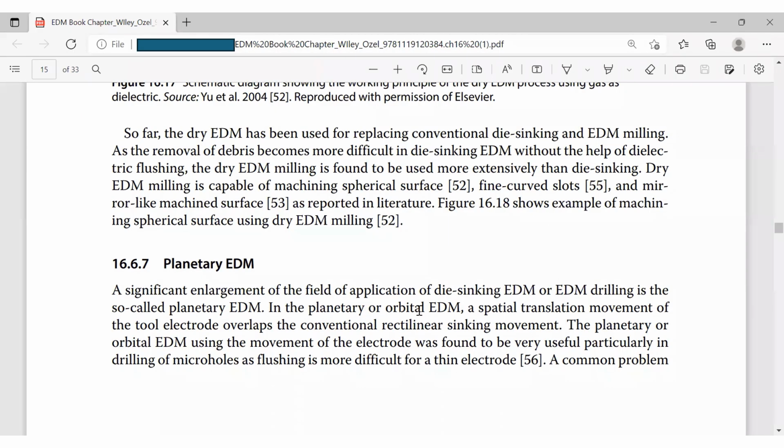In the planetary or orbital EDM, a spatial translation movement of the tool electrode overlaps the conventional rectilinear sinking movement. The planetary or orbital EDM using the movement of electrodes was found to be very useful, particularly in drilling of microholes, as brushing is more difficult for thin electrodes.